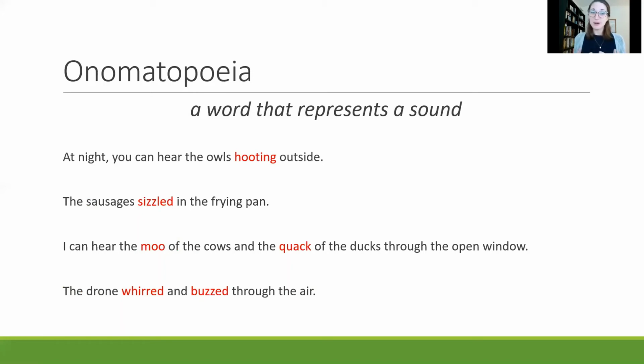It helps us to better understand the sounds that go with this so that we can get a better full picture of what's happening. The next one says, I can hear the moo of the cows and the quack of the ducks through the open window. Well, moo of the cows is the sound the cow makes, and quack of the ducks is the sound that the duck makes. And our last one says, the drone whirred and buzzed through the air. So whirred and buzzed are both onomatopoeia to help us better understand the sounds that are happening.